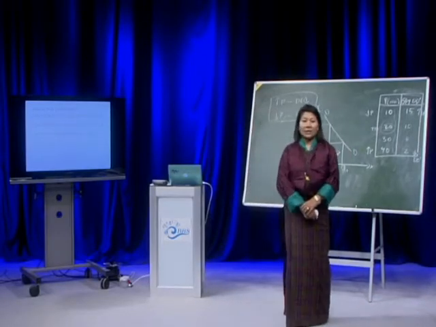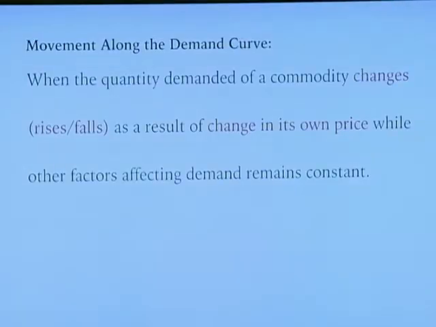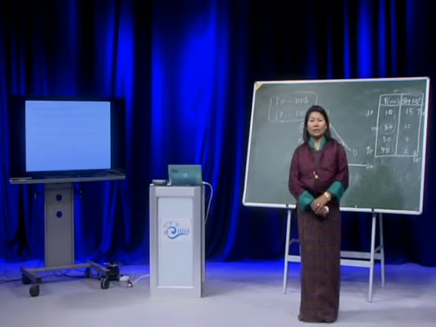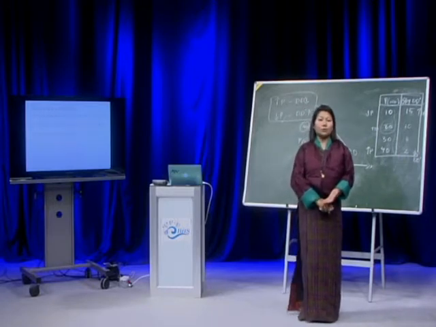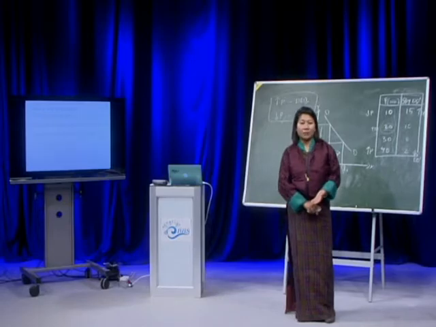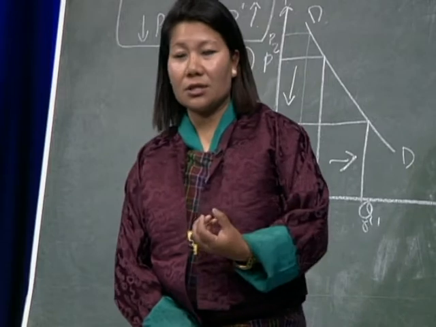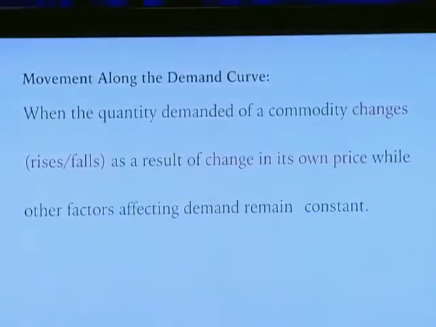To begin with, let's understand movement along the demand curve. What does it mean by movement along the demand curve? Movement along the demand curve is of two types. First and foremost, we are going to understand what movement actually means. For the understanding of somebody who never studied economics, there is going to be either an increase or decrease in demand of a particular commodity. So let's look at the meaning of movement along the demand curve.